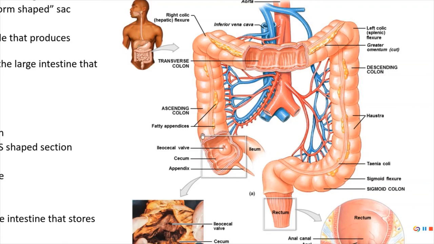Haustra on Teniae Coli Lane. Teniae coli Lane. It's the muscle that runs the length. And it forms these bulges called haustra. It kind of looks like a subdivision.